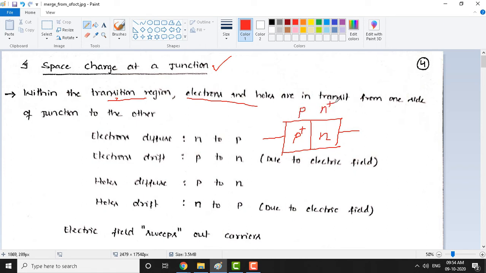What does that plus indicate? This plus is nothing but heavy. Heavily doped, sir. Yeah, heavily doped. The plus indicates it is heavily doped.